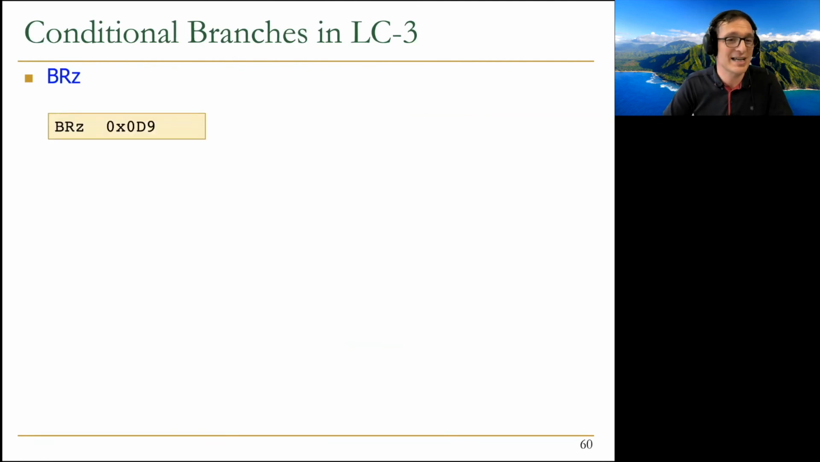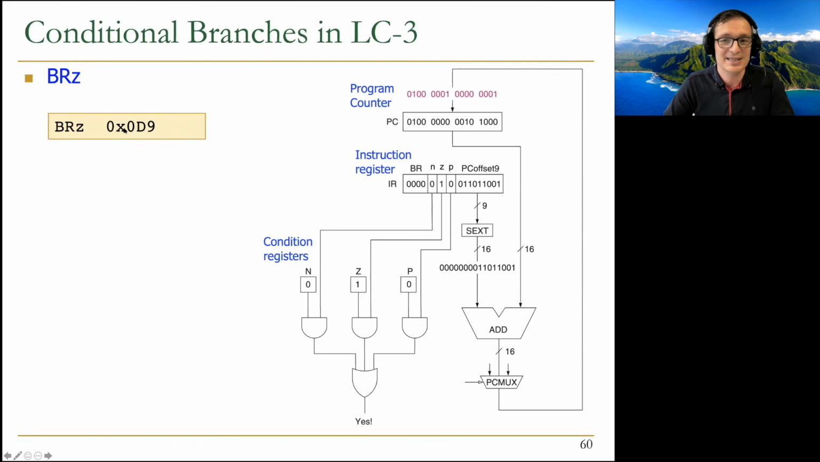So BRZ looks like this, basically. This is assembly code. This is the 9-bit offset that's provided. And this is how it works. A Z-bit is set over here, so essentially we're testing the Z condition code. If the Z condition code is set, then this will evaluate to a yes, meaning that yes is controlling the PC, whether PC is going to be loaded, right?